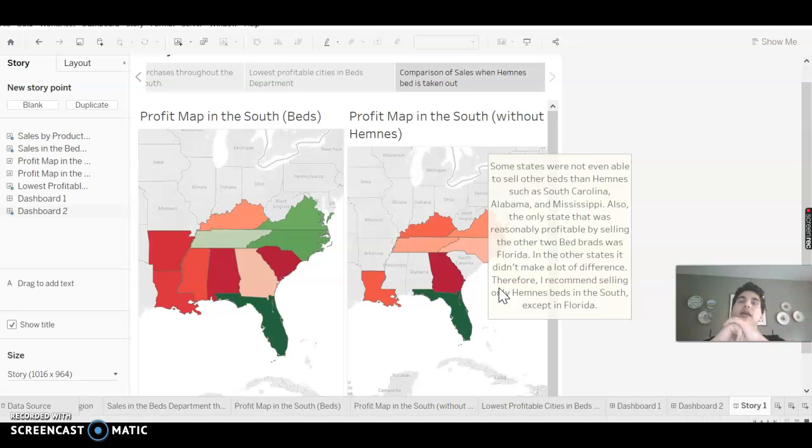So yeah, that was my Tableau 2 assignment. I really enjoyed doing this assignment because Tableau is a great software. It's like a combination of PowerPoint and Word. So I enjoyed making this project, and I hope to be using Tableau in my future job.